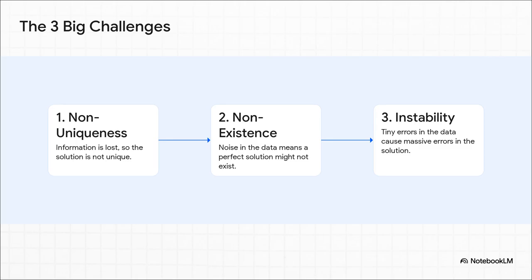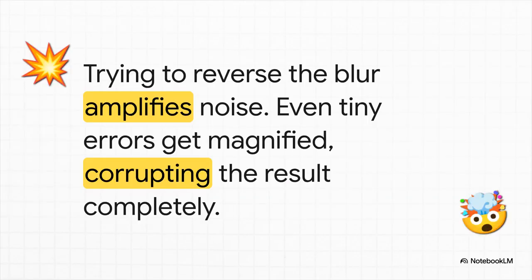First, like we just saw, information is lost. That means there might not be one single unique answer. Lots of different original images could have made our one blurry photo. Second, real-world measurements always have noise. That random static might mean that a mathematically perfect original just doesn't even exist. And third, and this is the big one, instability. This right here is the real killer, instability.